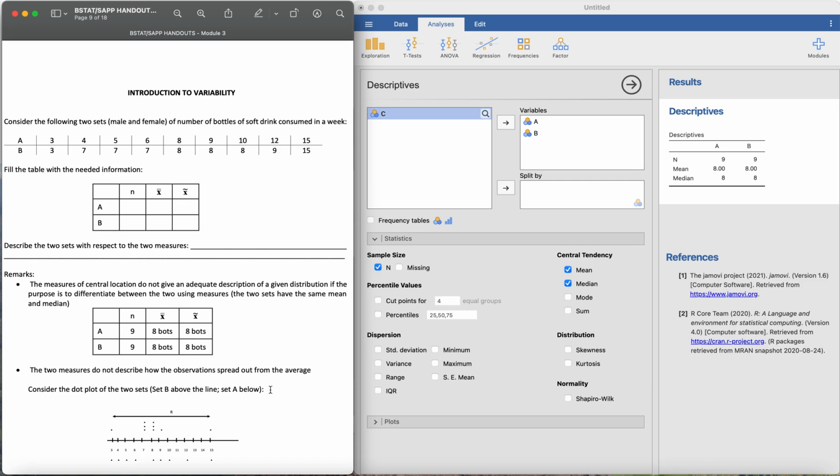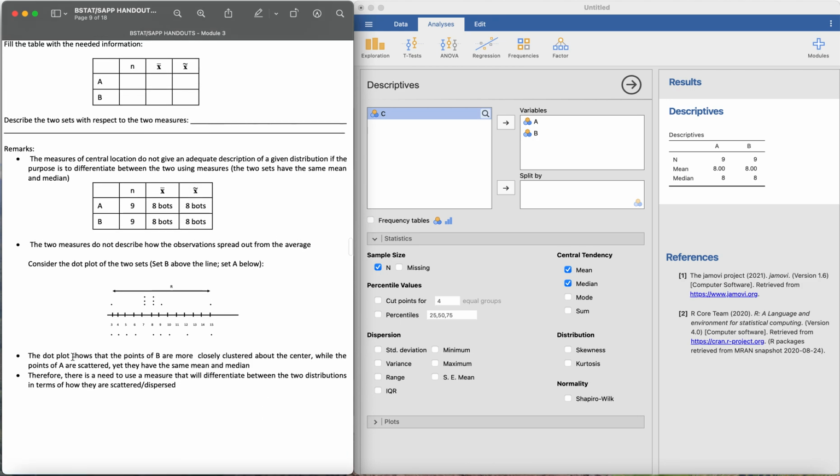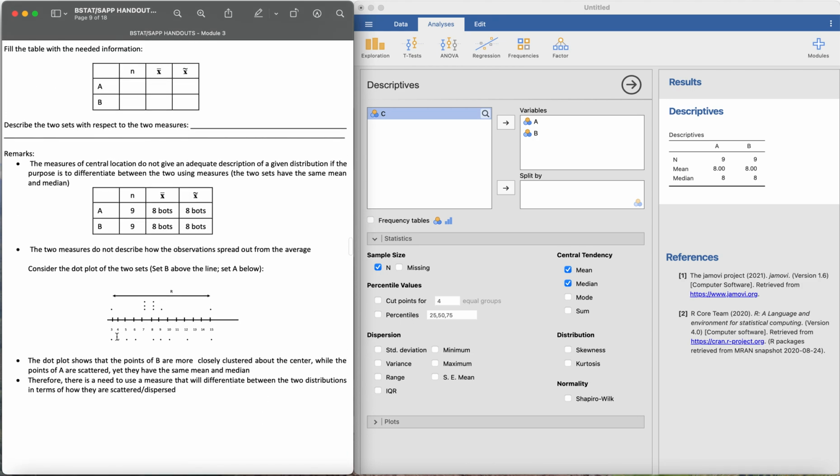Okay, so let's consider this illustration down here. Down below the number line is the letter A variable. Above the number line is the letter B variable. So we can see that on the letter B above the number line, they are closely clustered together, closely lumped together. While on the A, they're fairly scattered. We can see a lot of 7s and a lot of 8s, which we can verify in our values. And therefore, we can see that there's a need to use a measure that will differentiate between the two distributions in terms of how much they are scattered or how much they are dispersed.